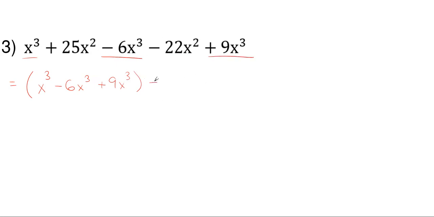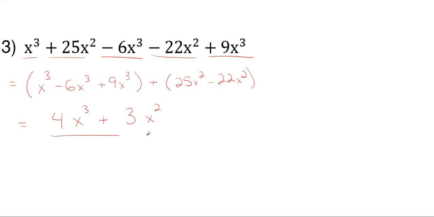I have 2 more that I have to do, and they are both x squared, so we combine those 2 together. So we would have 25x squared, and then minus 22x squared, and that's all we have for our terms in this expression. So let's look at our first one. It's x cubed. Well, this will be 1 minus 6 plus 9 would give me 4x cubed, and then plus 25 minus 22 would give me just 3 for my x squared portion.